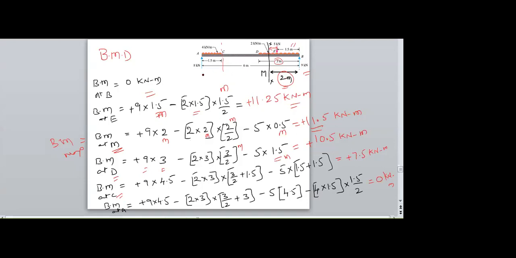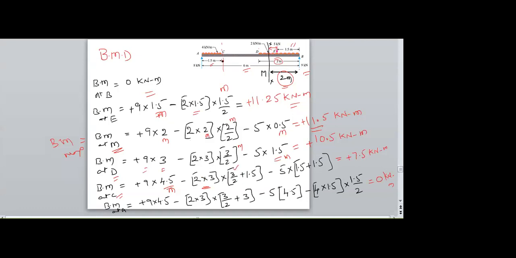So here the total length of the beam is 6 meters. So here 1.5, the remaining is 4.5. 9 into 4.5 meters, and the UDL length is here only 3 meters. So 2 into 3 is the point load, and 3 by 2, it acts at the center, that is 3 by 2 is the point load acting location.